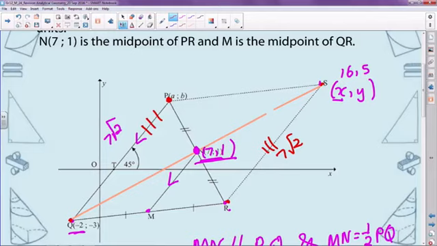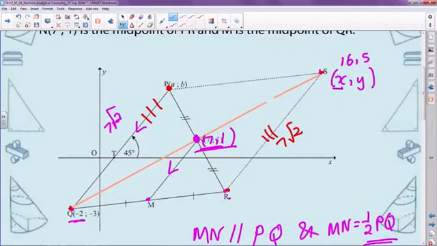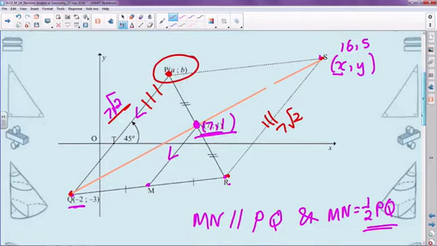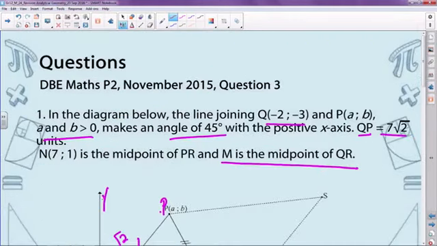Well, for one, we know that PQ has a length of 7 square root 2, and I also know that there's a distance formula I can use to help me work out that length PQ. We know that the gradient of line PQ is 1, and we also know that the point P lies on the line PQ, which we already have the equation of that line. Remember, we worked out the equation of that line. In fact, I'll just go back and show you.